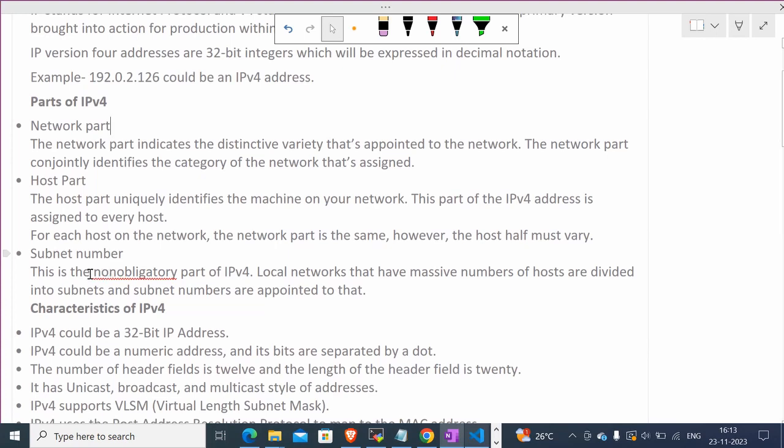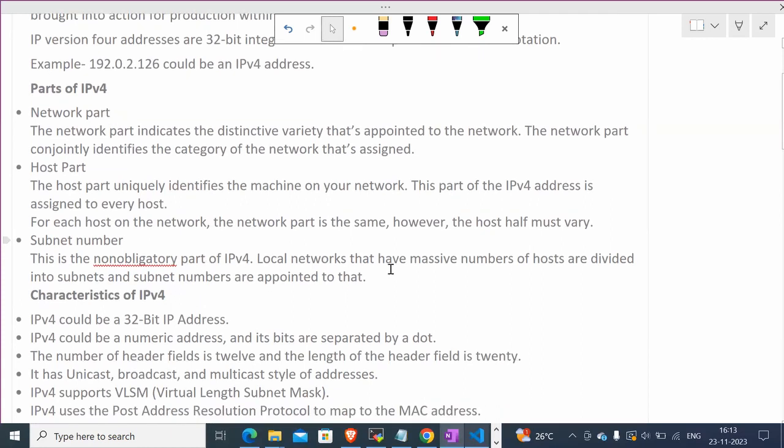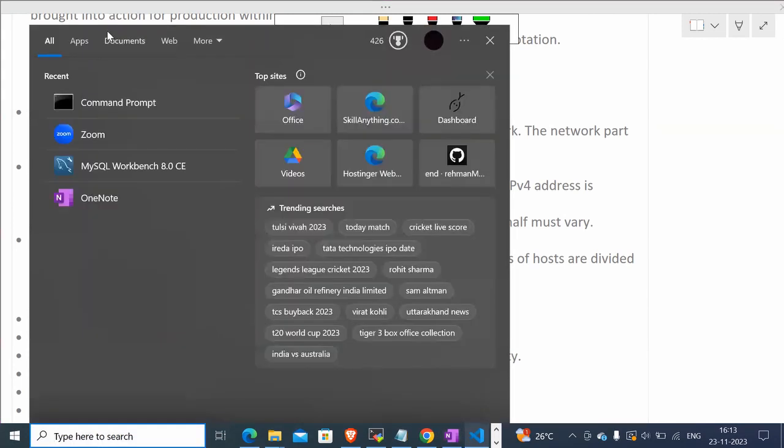Subnet number. This is an optional part of IPv4. Local networks that have a massive number of hosts are divided into subnets, and subnet numbers are assigned to them. Let's understand this also.